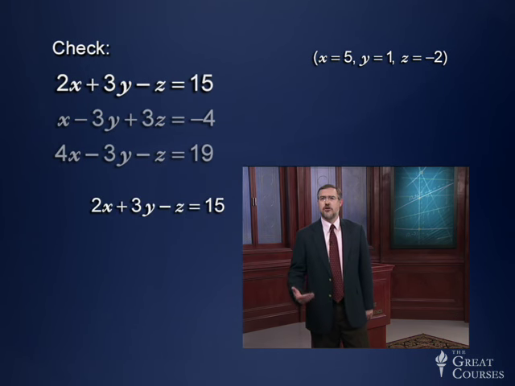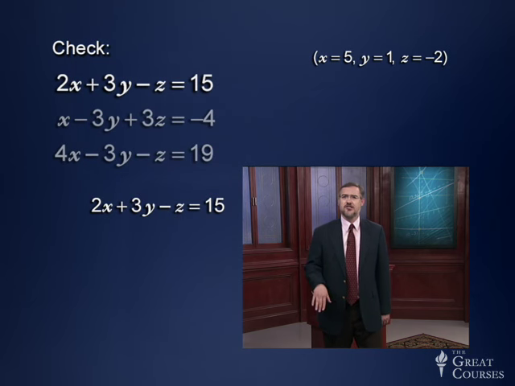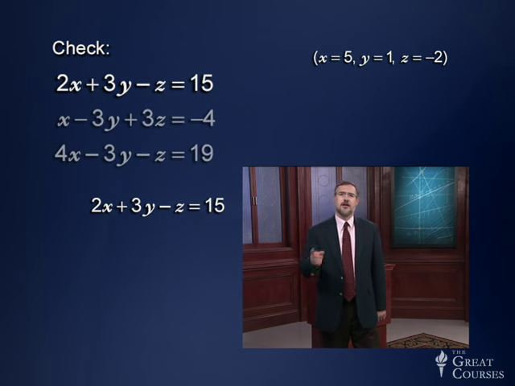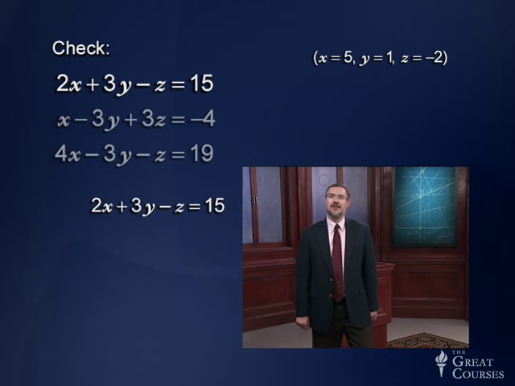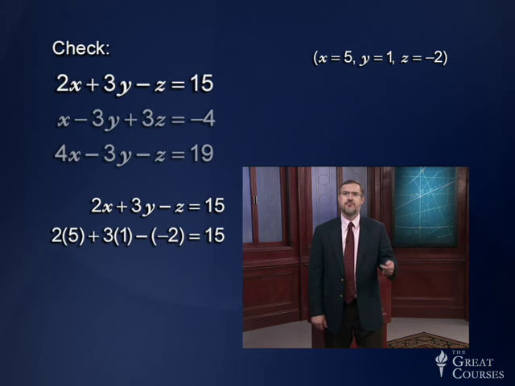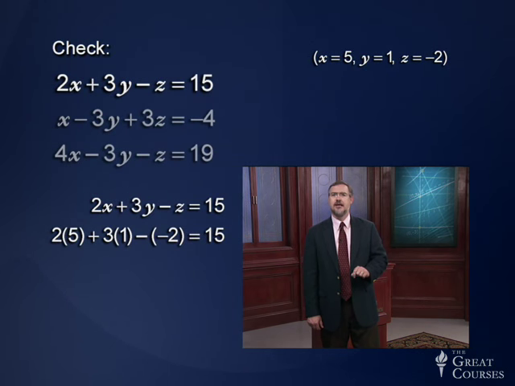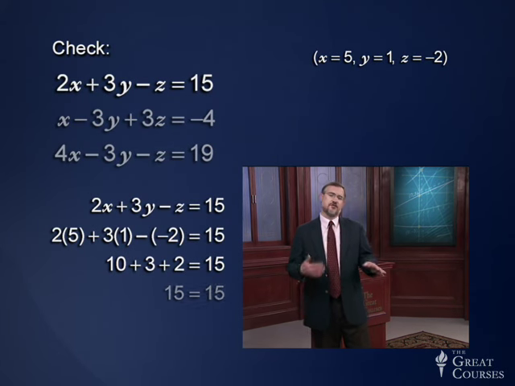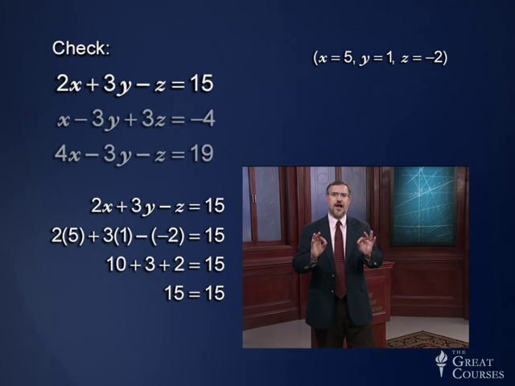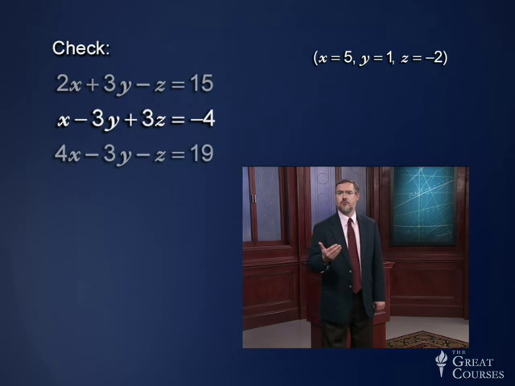We had, first of all, 2x plus 3y minus z equals 15. Plugging in x equals 5, y equals 1, and z equals negative 2 gives me 2 times 5 plus 3 times 1 minus negative 2 equals 15. And the left-hand side then is 10 plus 3 plus 2, which is 15. So 15 equals 15 is true. That equation is fine. Let's try the second one.